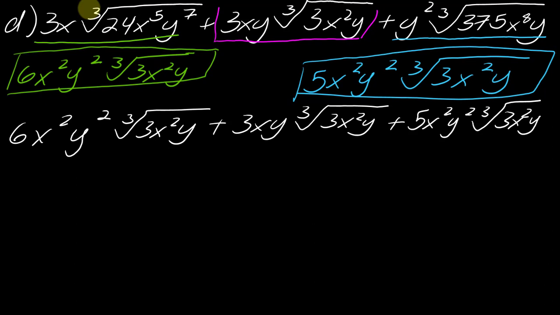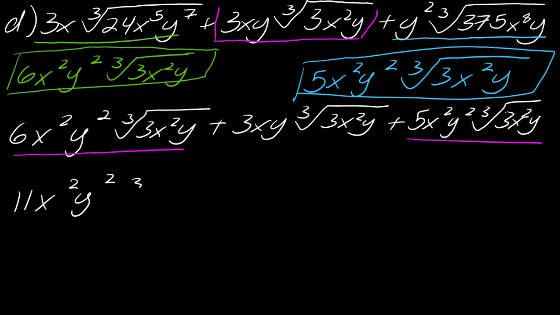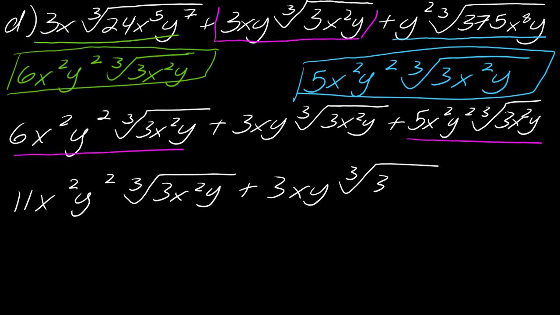As far as what my actual like terms, like radicals go, notice that this and this are the only like radicals. This has x squared y squared, this does not, so this cannot be combined. So you do want to stay on your toes when you're doing this. My final answer will be 11x squared y squared times the cube root of 3x squared y plus 3xy times the cube root of 3x squared y. And so that'll do it.